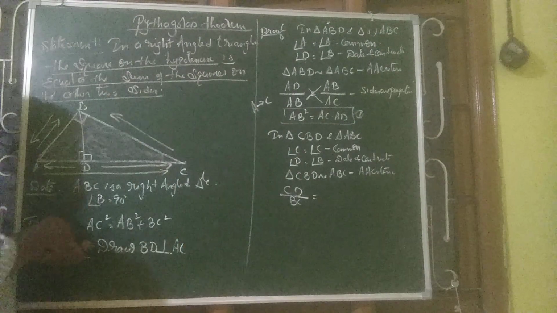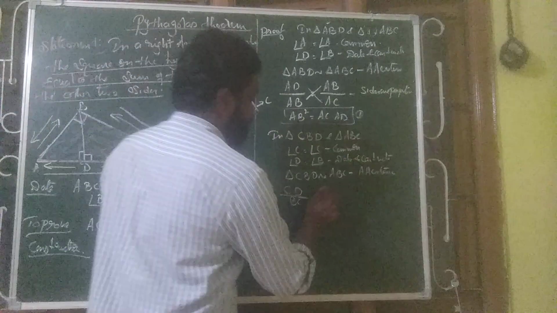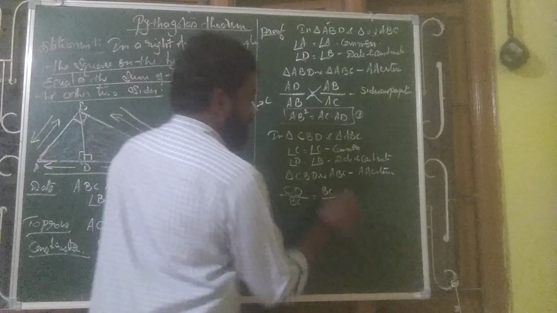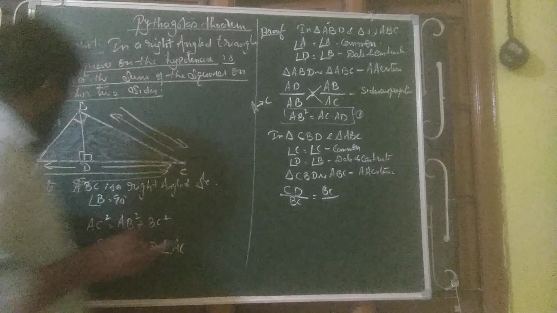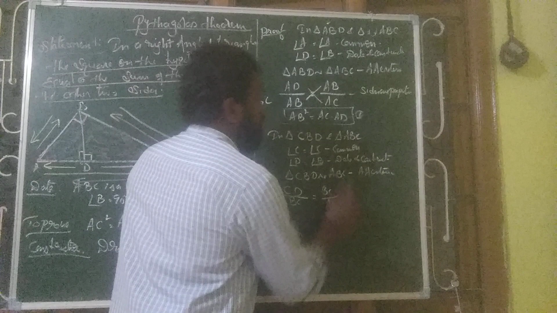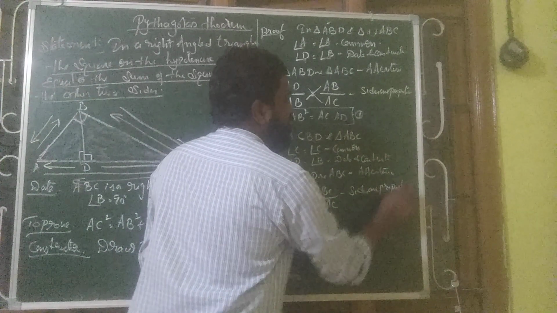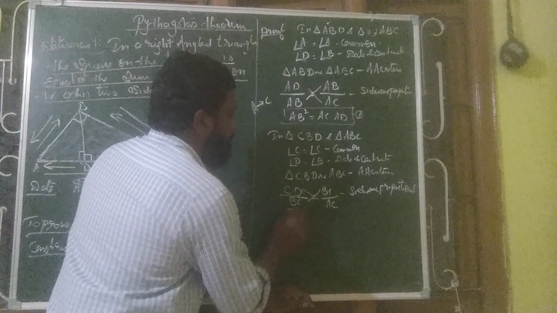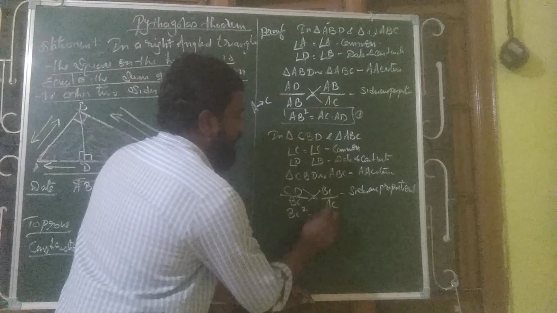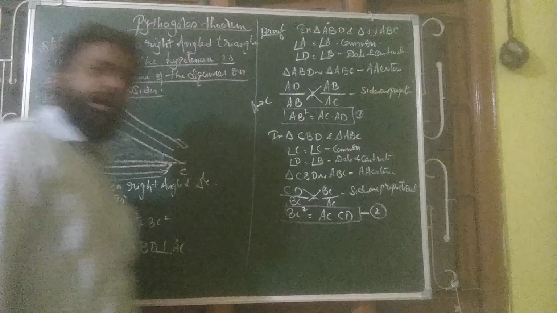Is equal to, again coming down from there, BC by this side, the full length, AC. Same reason: sides are proportional. Okay. Now cross multiplication: BC square is equal to AC into CD. Equation 2. That's all. Now the final part.